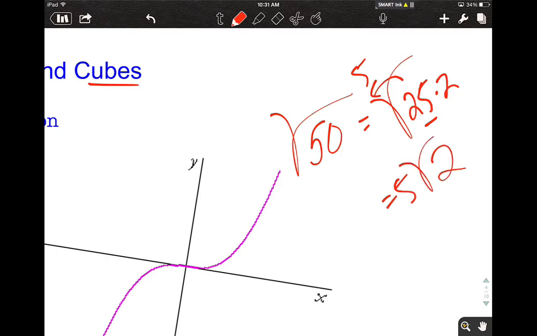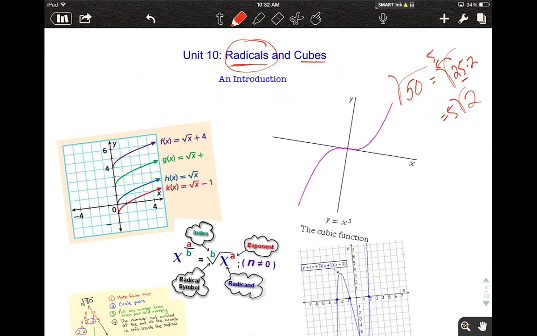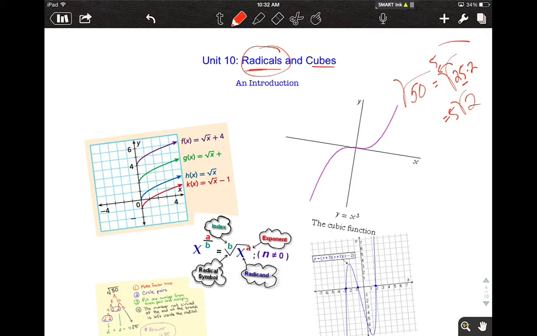We're not going to do this for a few lessons, but I'm just giving you a brief introduction to where we're going. We're going to do some simplifying of square roots. We call them radical functions. And then we're also going to do some graphing.